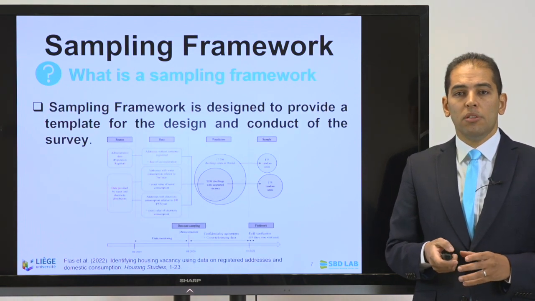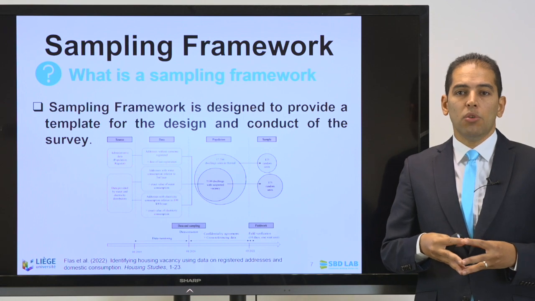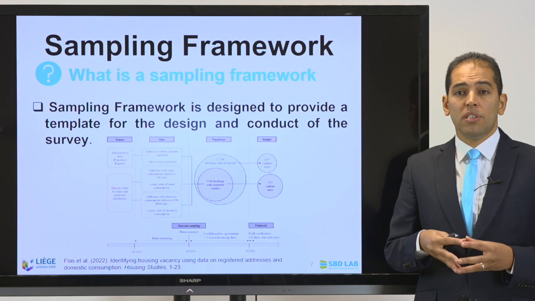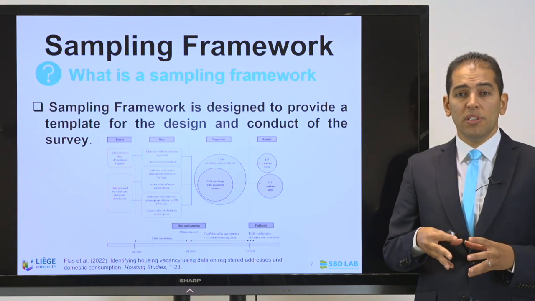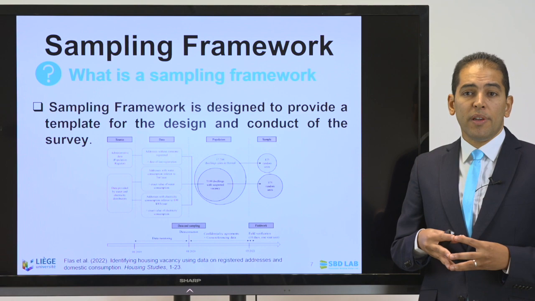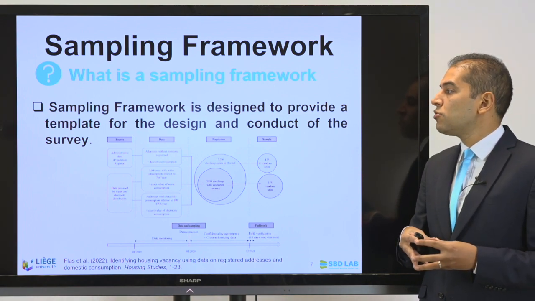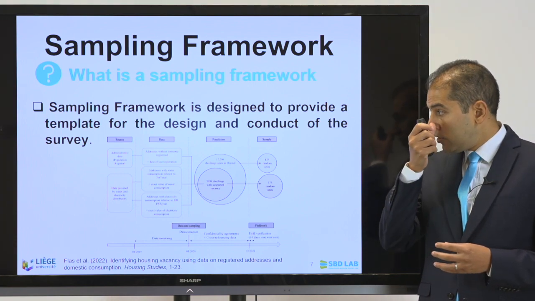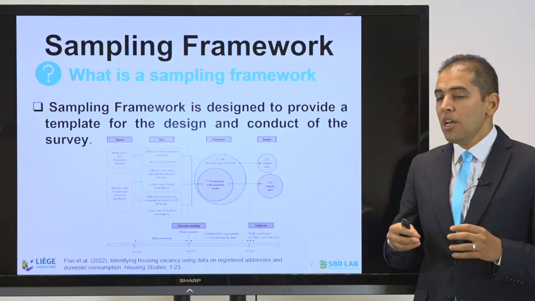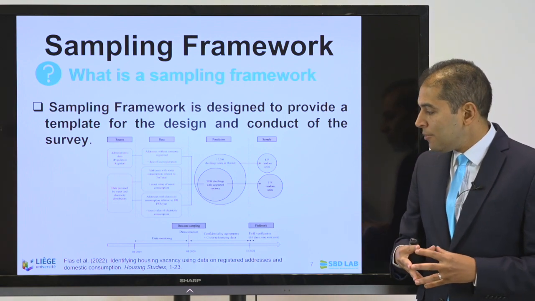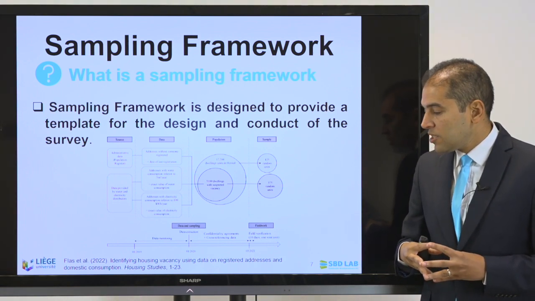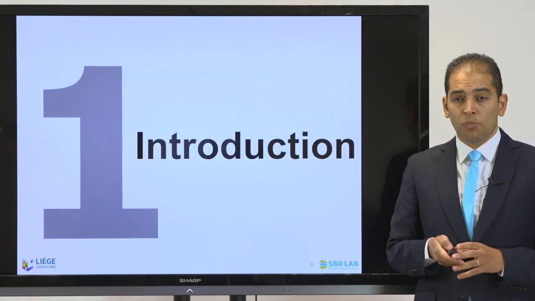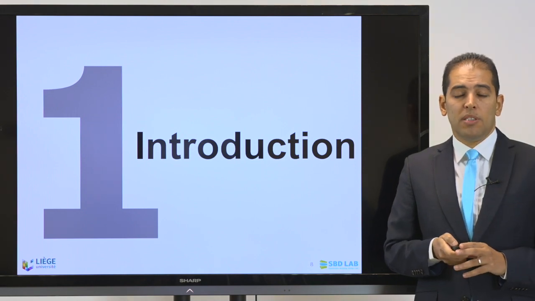Also, another important point is that in order to be ready to launch your survey and start your recruitment process with the questionnaires, you need to understand that your sampling framework needs to be already fully defined and approved. What is a sampling framework? A sampling framework is designed to provide a template for the design and conduct of your surveys. So you need to define your sources of information, the data you're going to collect, what will be your population, what is the population sample, what is the data and the sampling process, and the field work that you are going to conduct, including the timing and specific details. So let's start with the introduction of today's presentation.